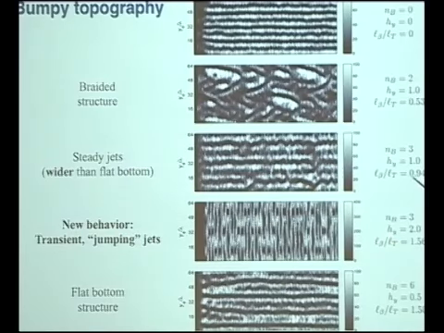I'm not going to spend much time on this. Again, this is the flat bottom case. You can get the same sort of braided structure. You can get the same number of steady jets when L beta on LT is close to 1. Note that in this case you actually have wider jets. So you have fewer jets, the jet spacing is larger than in the flat bottom case. And then if that ratio is large, you revert back to the flat bottom structure.